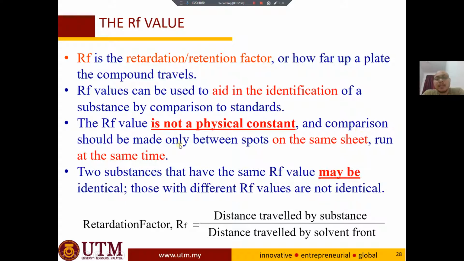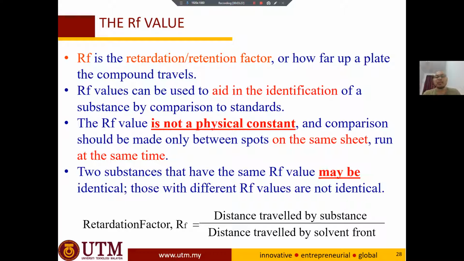The next one is that the RF value is not a physical constant, and comparison should be made only between spots on the same sheet run at the same time. Here is the other thing that I need to remind you. RF value is not a physical constant. For example, you analyze today in the morning, and then in the afternoon you run another plate. You might get the same RF value, but the probability that you get a different RF value is also there.